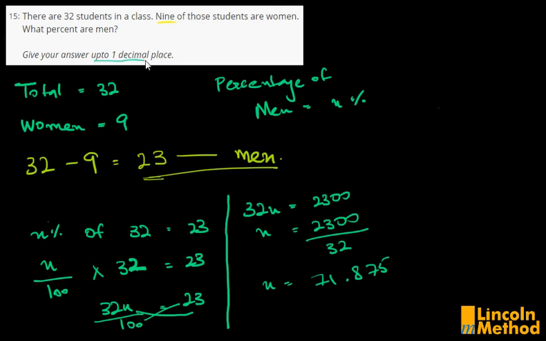But this cannot be our answer because the question has explicitly asked us to give an answer up to one decimal place, and what we have here is 3 decimal places. So let's convert this into one decimal place. So 71.875. When we convert this into one decimal place, we're talking about getting rid of these last 2 digits, and since this digit right here is more than 5, we're going to round it off to the nearest 10, and that gives us 9.